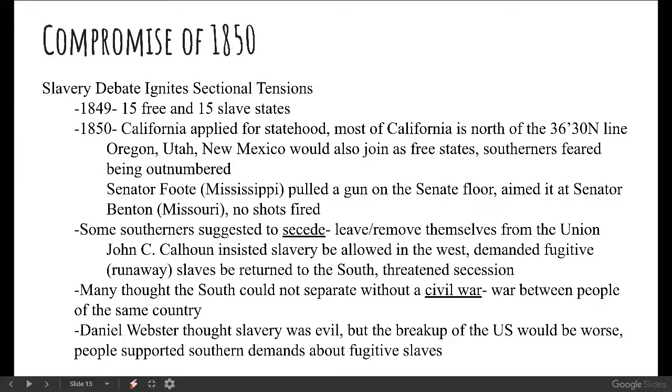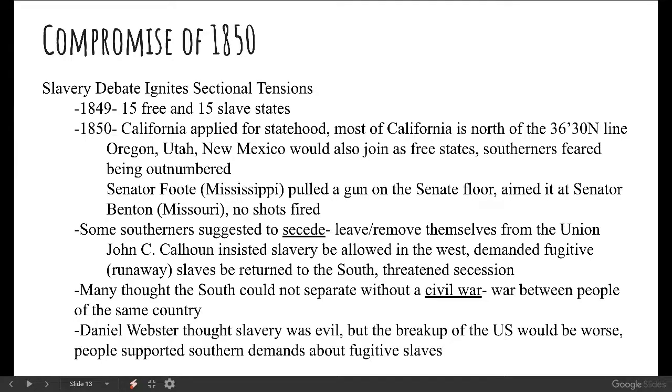But a lot of people thought that if the South seceded, if they tried to separate, they couldn't do so peacefully. There would be no question that there would be a civil war. And a civil war is a war between people of the same country. So in this case, it's going to be our North versus the South. And then another person who was outspoken about slavery, Daniel Webster, thought that even though slavery was evil, the breakup of the U.S. would be even worse than the evil of slavery.